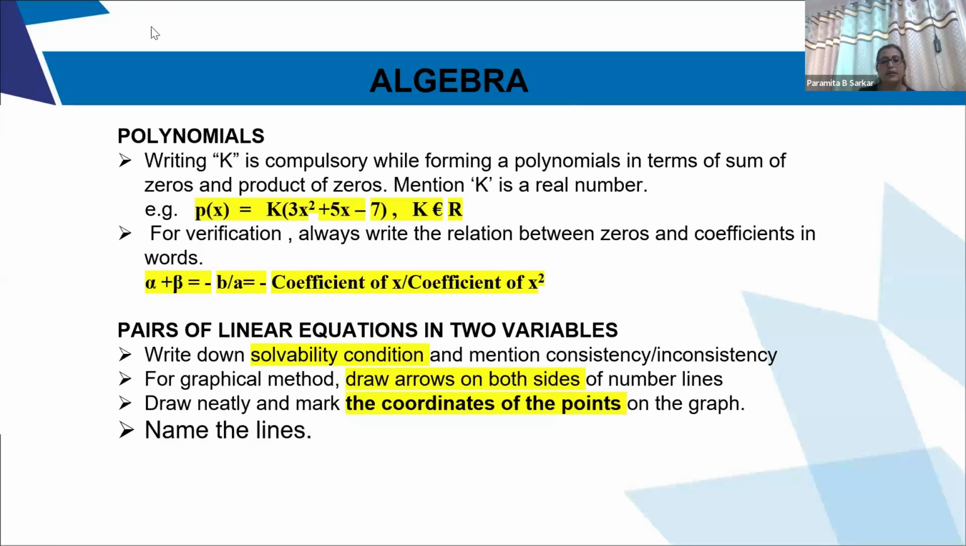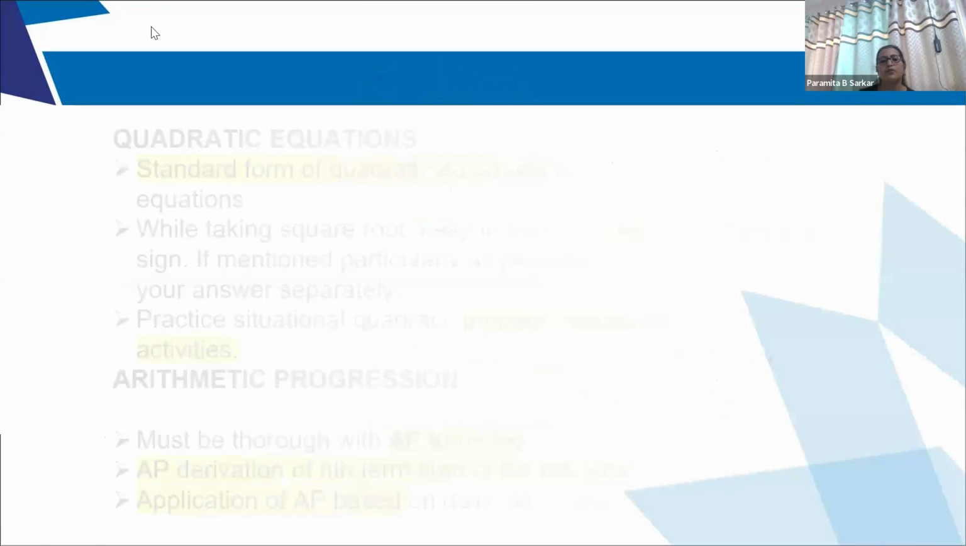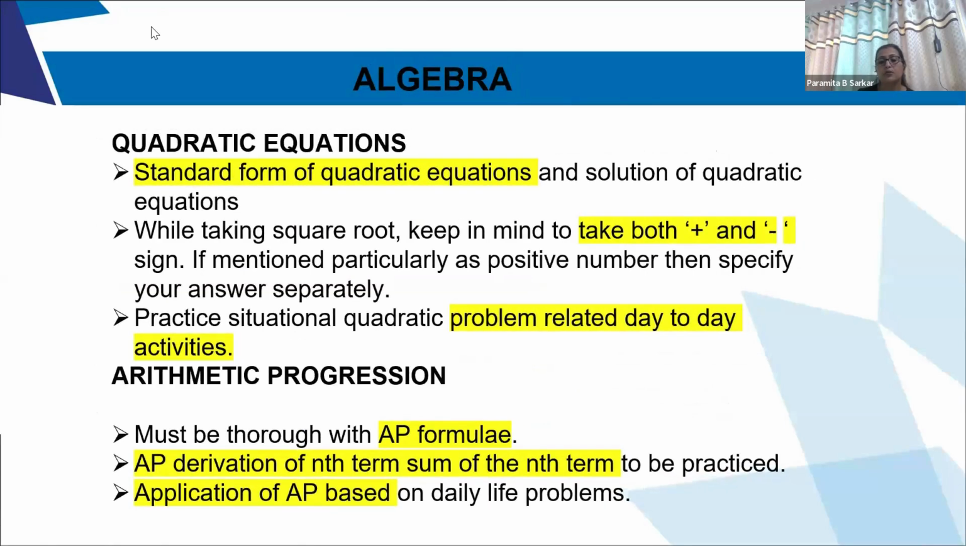Next, for the graphical method, I have seen that when you draw the x and y axes, some of you don't put arrow marks, which is wrong. You must put arrow marks because those two are number lines. Lines always have arrows on both sides, and please make sure you write x and y axis clearly. Don't miss that. Now coming to quadratic equations, the standard form of quadratic equations and the solution of quadratic equations.